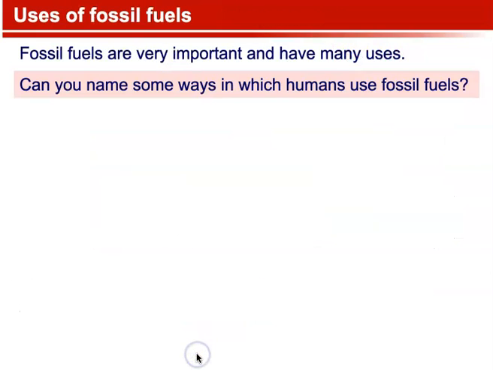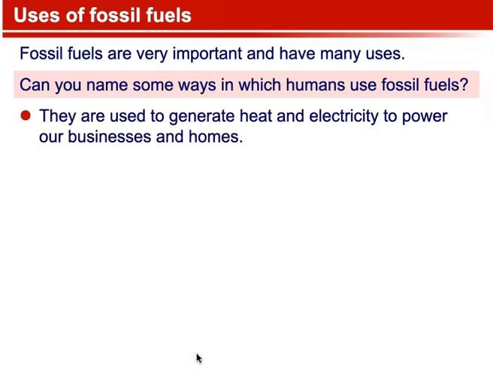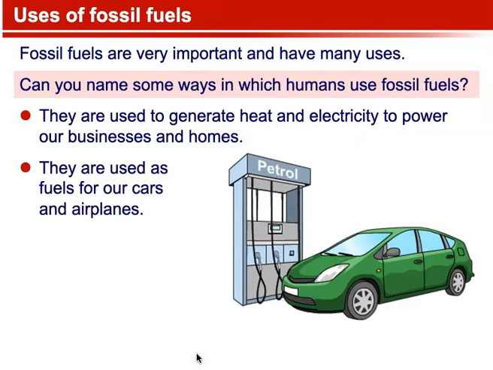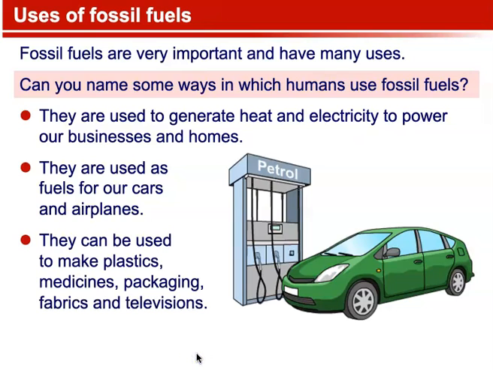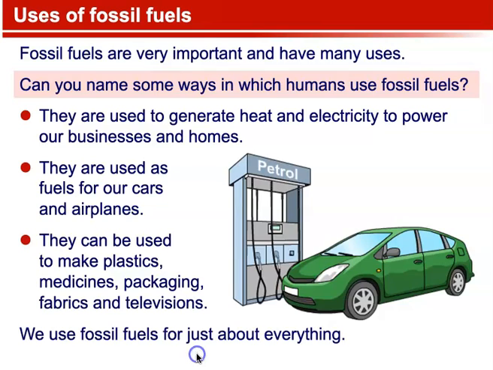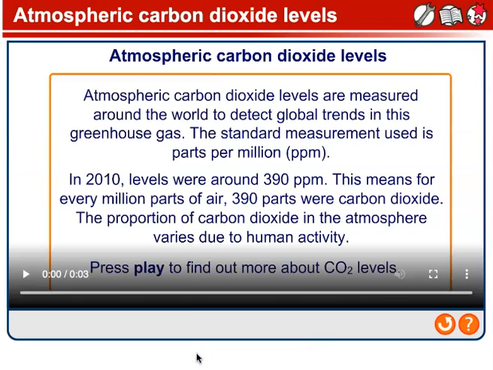Use of fossil fuels. Fossil fuels are very important and have many uses. Can you name some of the ways in which humans use fossil fuels? They are used to generate heat and electricity to power our businesses and our homes. They are used as fuels for our cars and airplanes. And they can be used to make plastics, medicines, packaging, fabrics, and even televisions. We use fossil fuels for a lot of different materials.